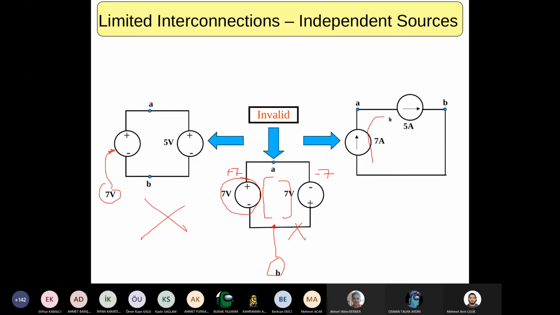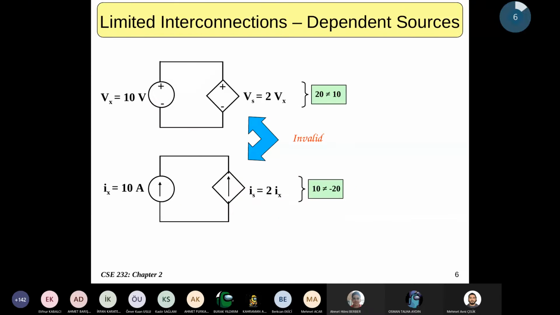We can say the same thing about the current flowing in the third circuitry. The independent source says it's 7 amps, but for the same current, this dependent source says it's 5 amps. So this is also invalid. For this one, on the further slides, we'll have something to say. Don't forget about that.